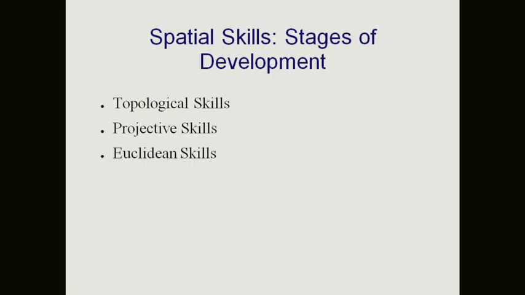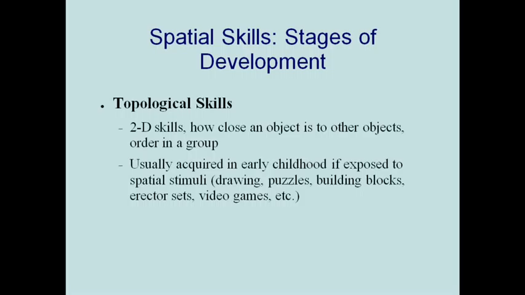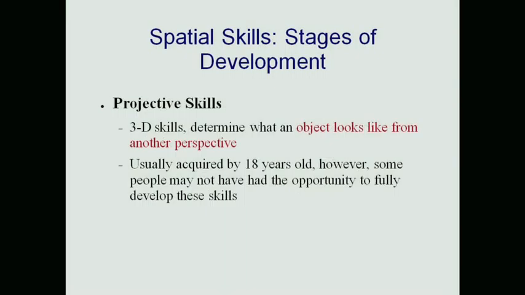We're going to talk about 3 general areas: topological, projective, and Euclidean skills. Topological skills are 2D skills, how you determine distance. You have an object, and one is behind it. Yes, we have a perspective. Things get smaller as they are further in the distance. All these skills that we take for granted are part of the visualization skills.